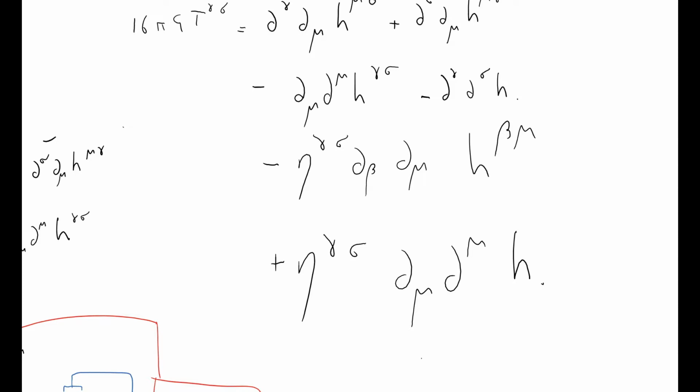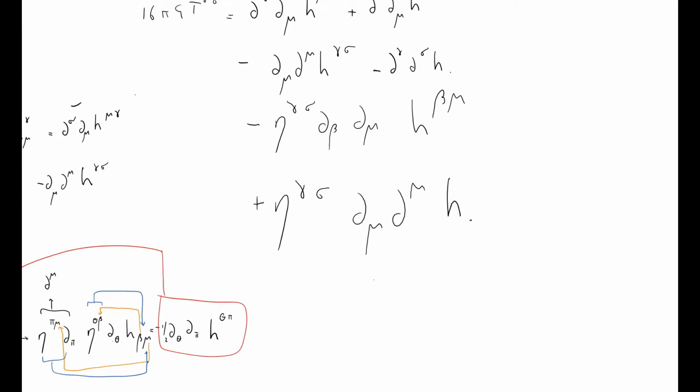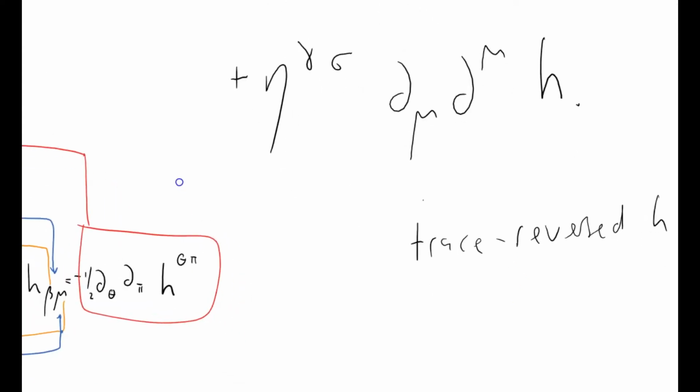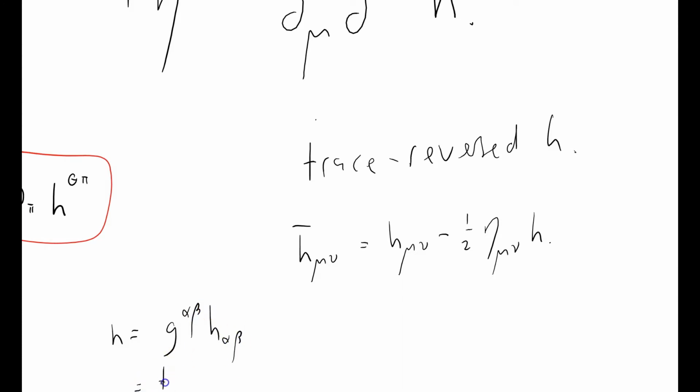Well, they're quite bad. What we need to do is, and I wouldn't have spotted this at all, I'm not quite sure where the idea came from, define a trace reversed h. And I'll show you how that works now. What I'm going to do is define h bar mu nu to be equal to h mu nu minus a half eta mu nu times h, where h equals eta alpha beta h alpha beta equals the trace.